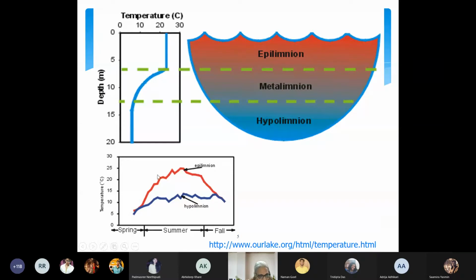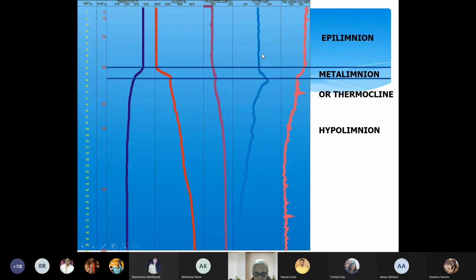And you can see the fluctuation for the epilimnion. That is the top layer. This top layer will show great fluctuations depending on the ambient temperature. So spring, summer, fall, as the ambient temperature changes, so will the temperature of the water through the seasons.